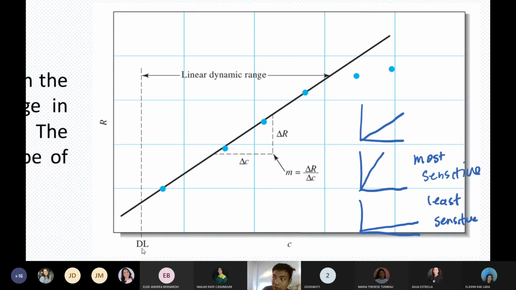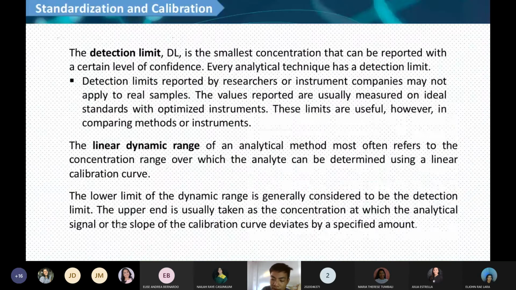Sir, paano namin malalaman yung detection limit? Kukunin mo lang yung standard deviation. Kung ano yung concentration ng standard deviation, yun yung detection limit. Hanggang dun lang. Okay. So anything lower than the standard deviation is noise, no? So hindi na siya mababasa ng maayos. So that's the detection limit.